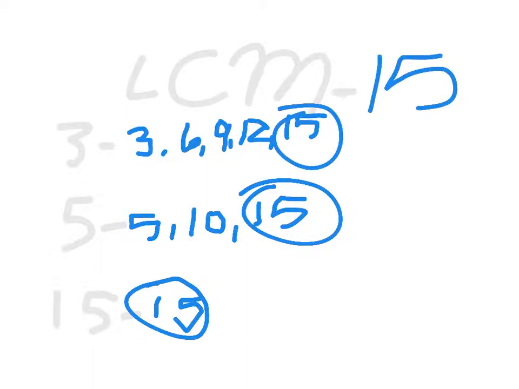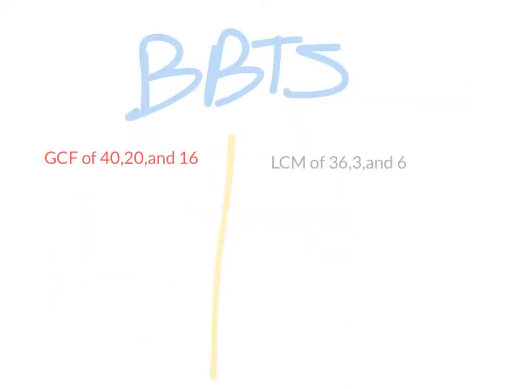Now we will take you to the BCS. Your first bring back to school problem is find the GCF of 40, 20, and 60. Your second bring back to school problem is 30. We have to find the LCM of 36, 3, and 6.